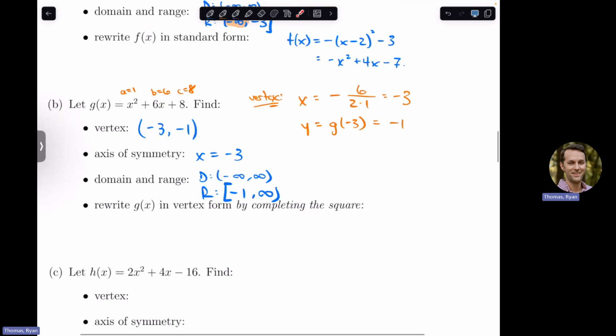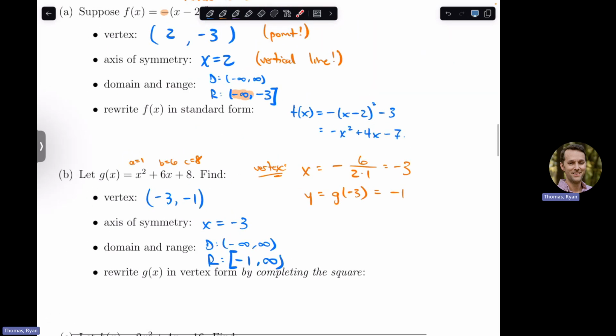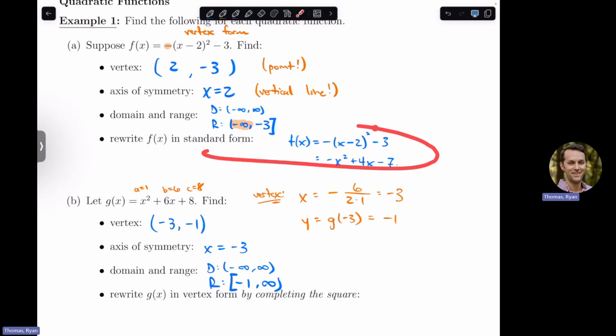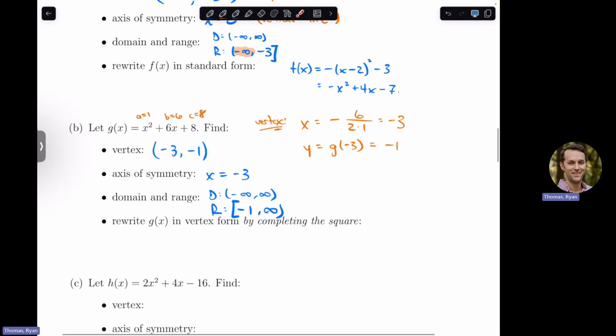Okay. Now, we're going from the vertex form to the standard form. We took the stuff that was already here and we expanded, right? There was a square, so we squared. There was a negative, we distributed. There was some stuff to combine, we combined the stuff. Going the other way, we use a technique that we call completing the square.